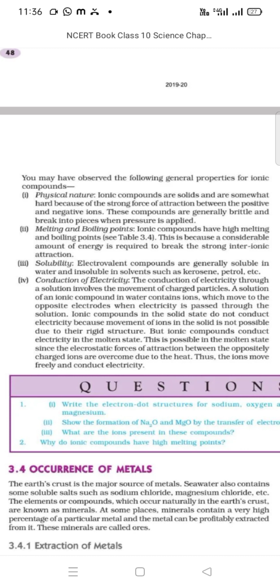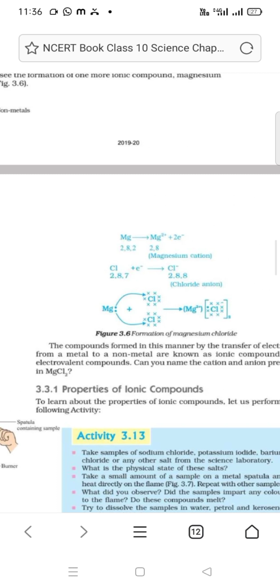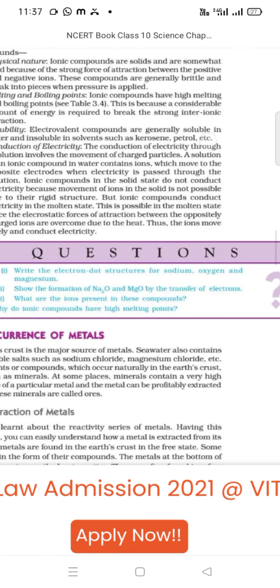Second one, melting and boiling point. They have high melting and boiling points. This is because a considerable amount of energy is required to break the strong inter-ionic attraction. Look at this structure: the transfer of ions needs a force of attraction to transfer the electrons. When they combine together, children, they combine with a very strong bond. They cannot be broken easily.